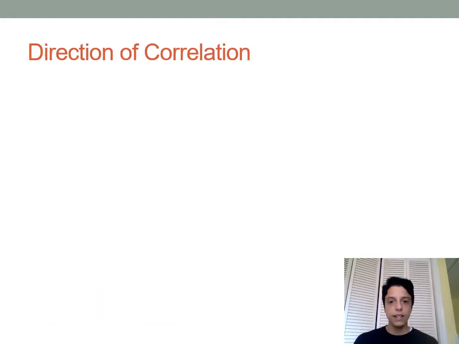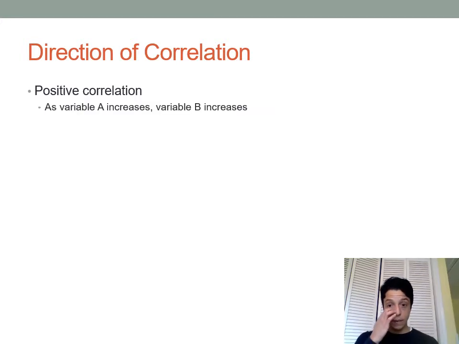The direction of correlation refers to what happens when one variable increases, and more specifically, whether the other variable increases or decreases when the first one increases. So if you have a positive correlation, as one variable increases, the other variable also increases.